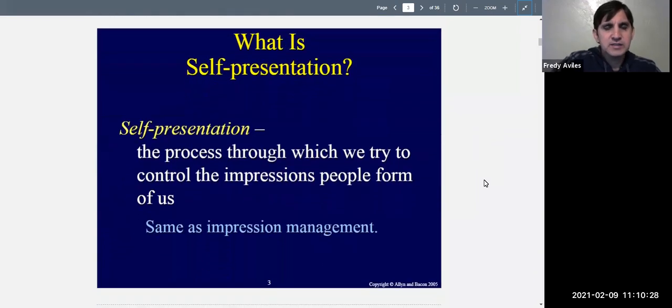So what is self-presentation? Self-presentation is the process through which we try to control the impressions people form of us. Same thing as impression management. If you take a marketing class, that's known as impression management. In a marketing class, you'll learn some similar things that you would in a social psychology class. So we're talking about the self here, right? We self-present, okay? We want people to think certain things of us. We try to control those impressions. We usually want people to think that we're nice, that we're good people, right? That we're hardworking, whatever it is, we try to control those impressions. And there's a certain way that we do that. And that's what we're going to talk about.